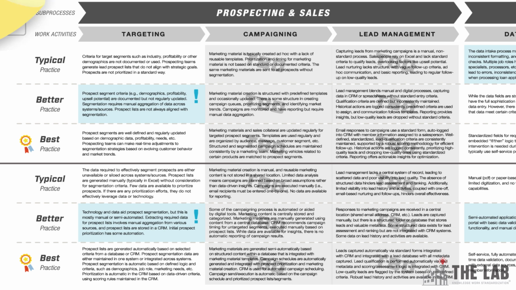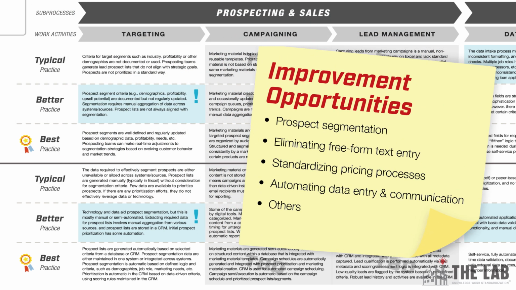The bank in this example has lots of specific opportunities to improve consumer lending, such as improving prospect segmentation during targeting, eliminating free-form text entry fields during data intake, standardizing pricing processes during underwriting, automating data entry and communication during funds disbursement, and many others.